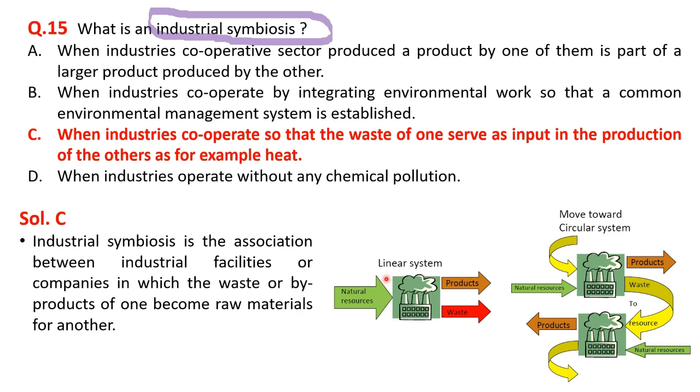But in the other industries, the linear system, they use the natural resources or raw materials, and products and wastes are generated. So the products are consumed by human beings and the waste gets released into the atmosphere without being utilized further. But in symbiosis, both of them work hand in hand. This is the meaning of the term industrial symbiosis.